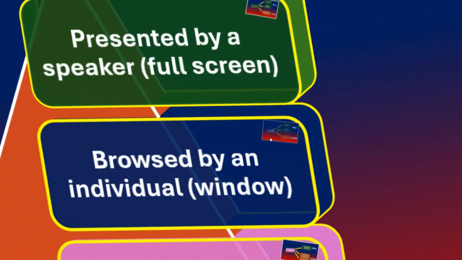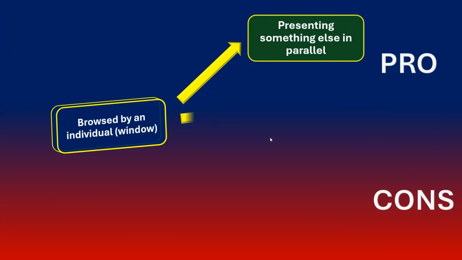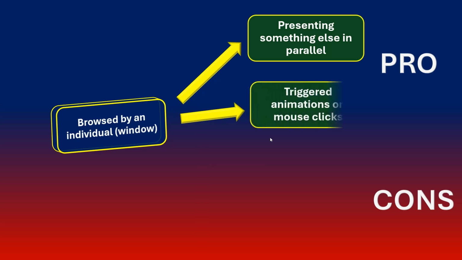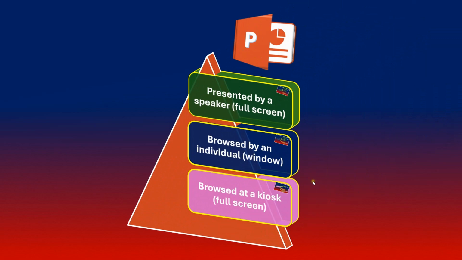Browsed by an individual has the advantage that you can present something else in parallel with the PowerPoint presentation without having to escape the presentation and abort the animations. And also in this setup, the animations triggered on a mouse click still function. The disadvantage is that you won't use the entire screen size, so everything might appear a little bit smaller on the screen. But still, this can be a significant problem only if you have very small objects.